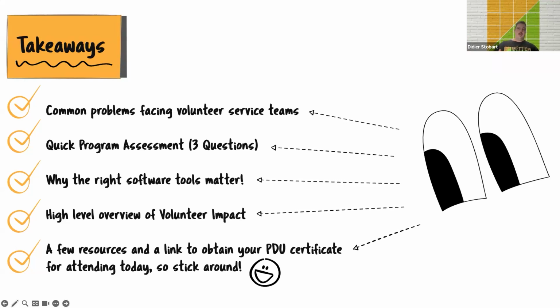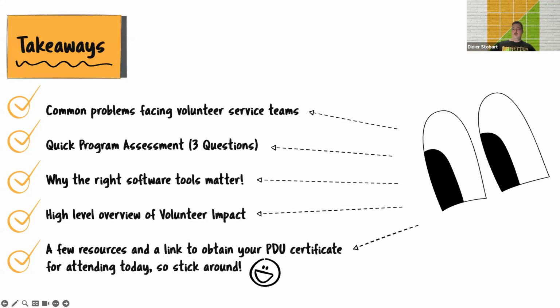So a couple of things we'll be looking at today. Common problems facing volunteer service teams. We see this quite a lot. A lot of teams have really similar issues, things like using Excel, data privacy, managing everything in different software suites, using multiple pieces of software instead of one. So we're going to do a quick program assessment.